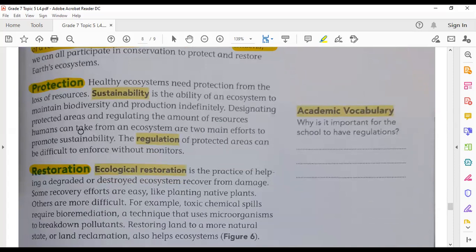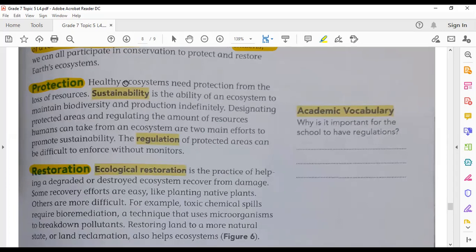Protect ecosystems. For example, if we want to protect forests from cutting, what should we do? We must make cutting trees forbidden, or we must allow only a small amount of cutting. We need timber, we need wood, but we can cut only a small amount of trees in the forest. We can cut, for example, the old trees, the sick trees, but we shouldn't cut all of the trees. This is an example of protection.